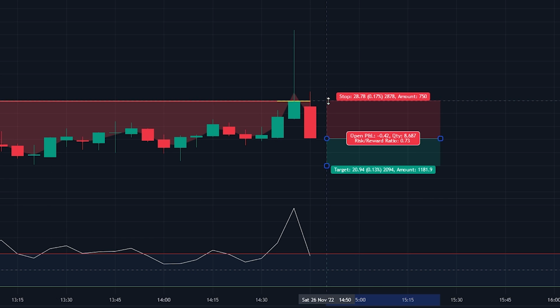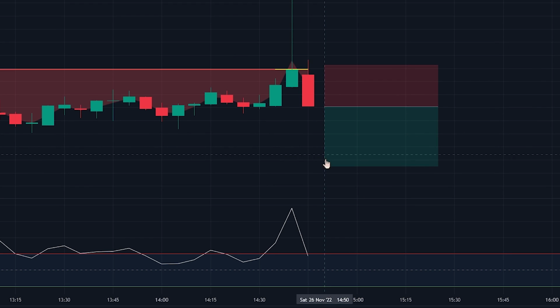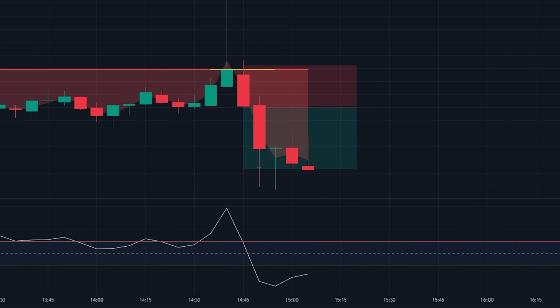We will be putting the stop loss slightly above the yellow supertrend line. For the take profit, we'll be targeting a 1.5 times risk to reward ratio. Now let's see how the trade plays out.